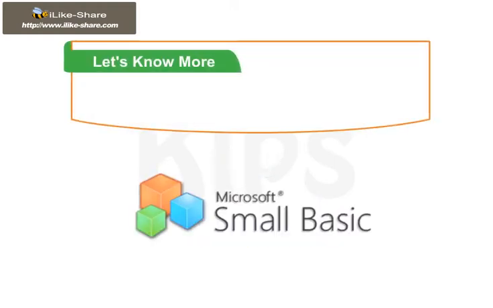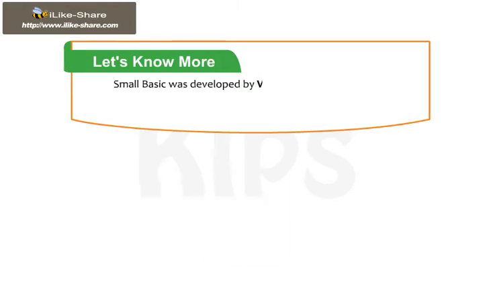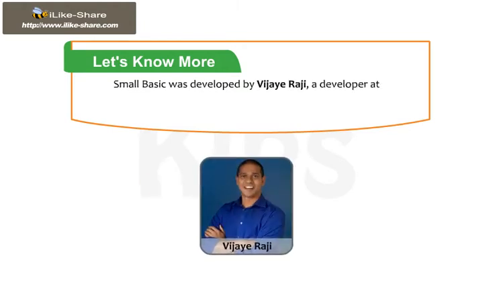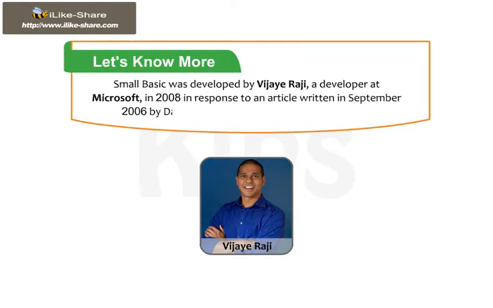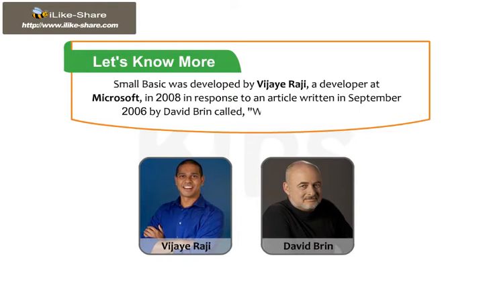Students, do you know, Small Basic was developed by Vijay Raji, a developer at Microsoft, in 2008, in response to an article written in September 2006 by David Brin called Why Johnny Can't Code.